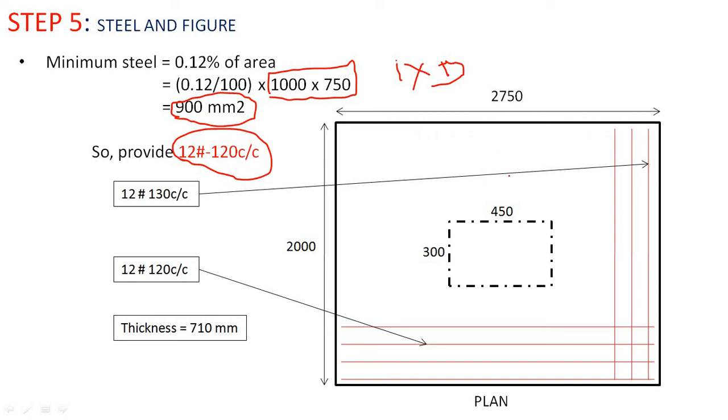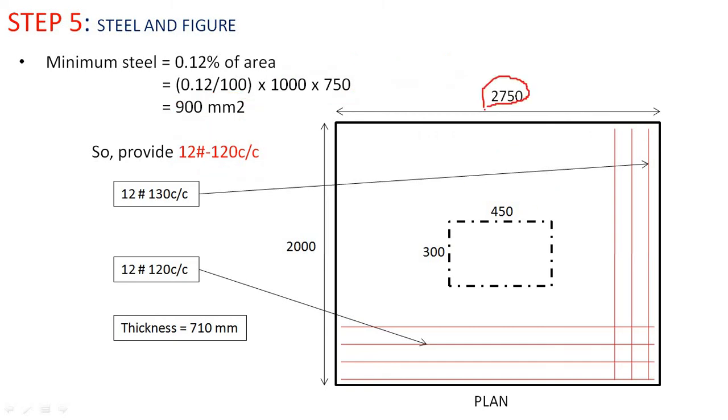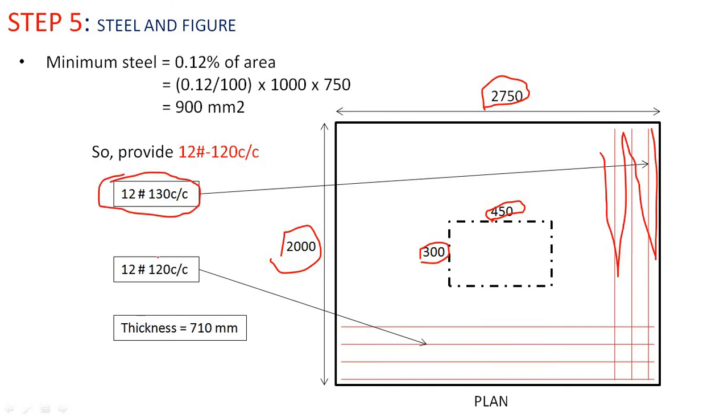Here we have to plot a figure like this, which shows the length and width of the footing as well as the size of the column, 450 by 300. We will place the main reinforcement. Here is the main reinforcement, which is 12 at 130 center to center, and this is the minimum reinforcement, 12 at 120 center to center. The effective thickness is 710, and the overall is 750 mm.